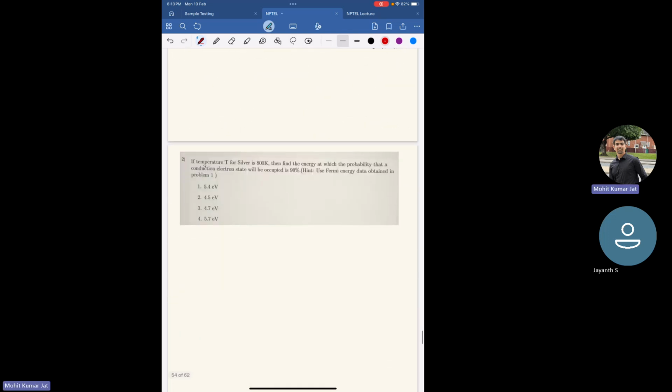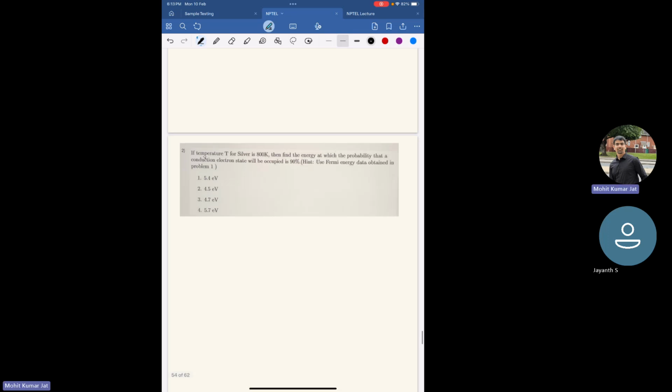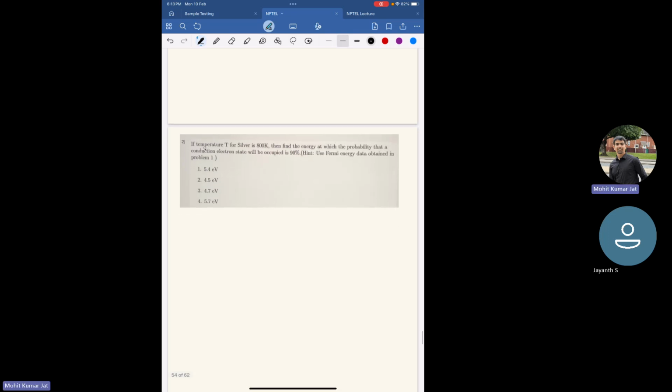Which is that if the temperature T for silver is given, it's 800 Kelvin, then find the energy at which the probability that a conduction electron state will be occupied is 90%. Now we'll have to look at the occupation number in the Fermi-Dirac distribution, how the occupation number function behaves as a function of the temperature, and that's what this question is asking basically. So we know that the occupation number is the probability of the occupation basically.